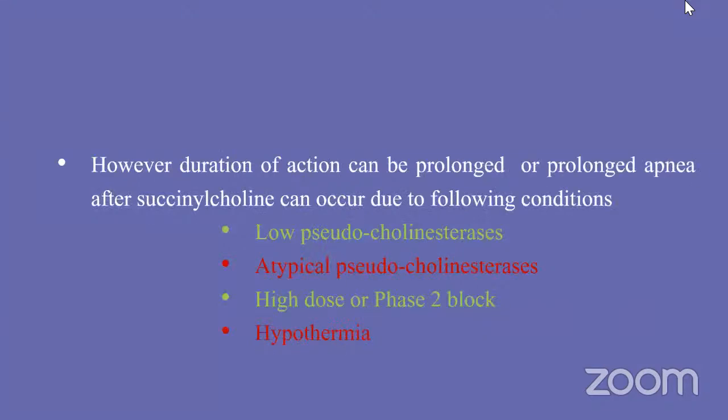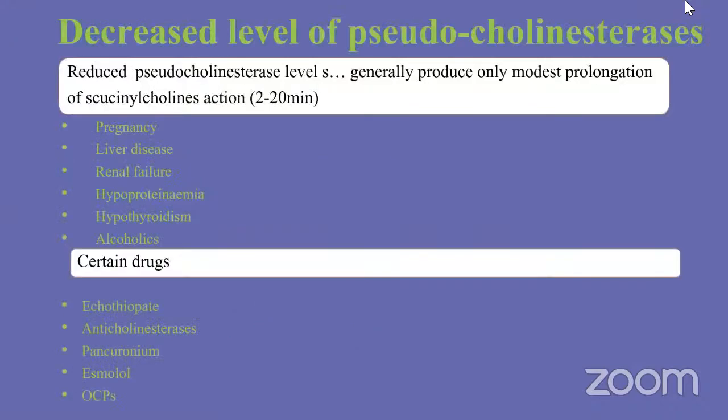However, in some conditions, the duration of action can be prolonged, or prolonged apnea after succinylcholine can occur due to the following conditions. One is a low pseudocholinesterase level. There are many conditions which decrease the pseudocholinesterase level: atypical pseudocholinesterase, high doses or a phase 2 block, or hypothermia. The conditions which decrease pseudocholinesterase levels generally produce a modest increase in the duration of succinylcholine action, between 2 to 20 minutes.